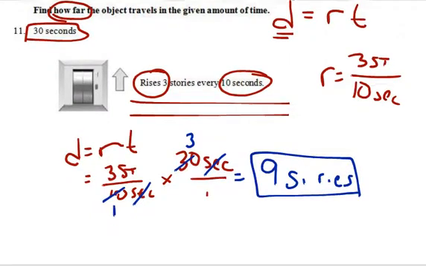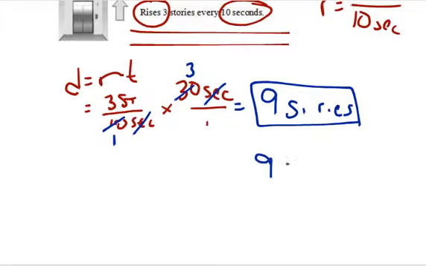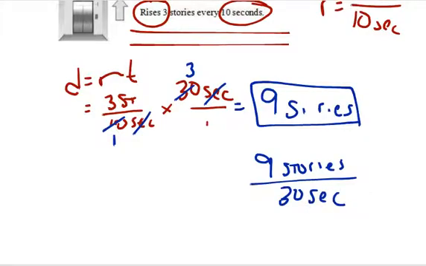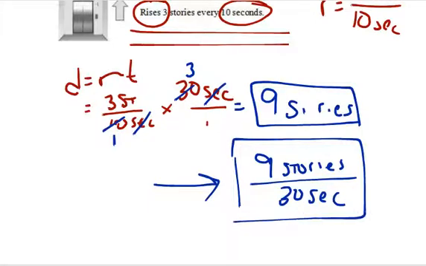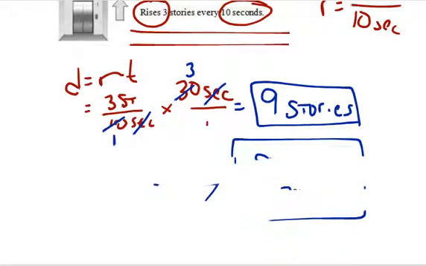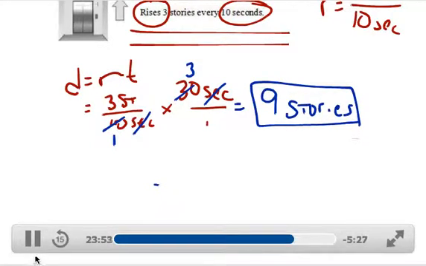This is your answer. This is a distance. If you want to give me 9 stories in 30 seconds, I'm going to have a problem with that. Because this is a rate. It's a ratio comparing two quantities of different measure. So that would be inaccurate as an answer. So please don't give me that.